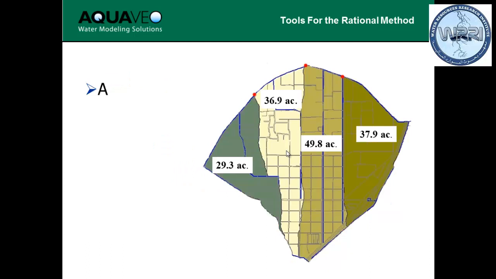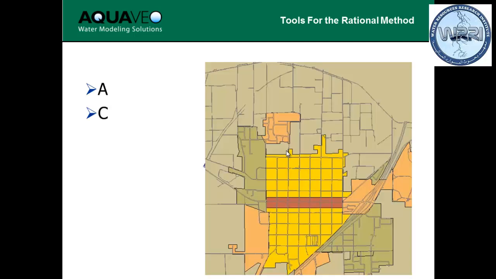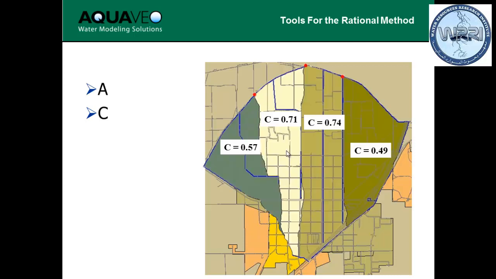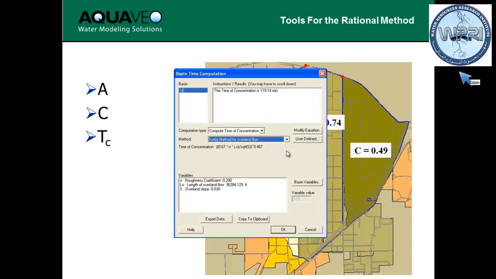So WMS has some tools for computing these. You can get the areas. We already know how to do that. You just delineate your watersheds, compute the areas. It has something called a runoff coefficient coverage, where you define different polygons in a runoff coefficient coverage. And for those polygons, you define runoff coefficients. And then WMS will compute a composite runoff coefficient for each of your sub-basins in your model. And so this is what you end up with.